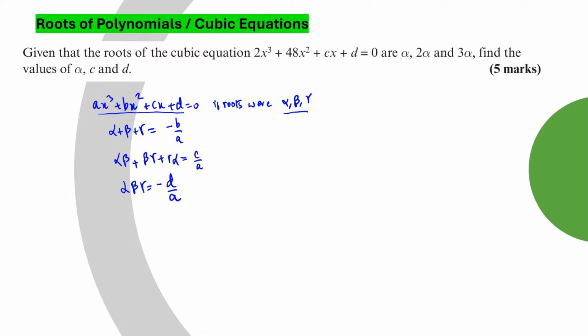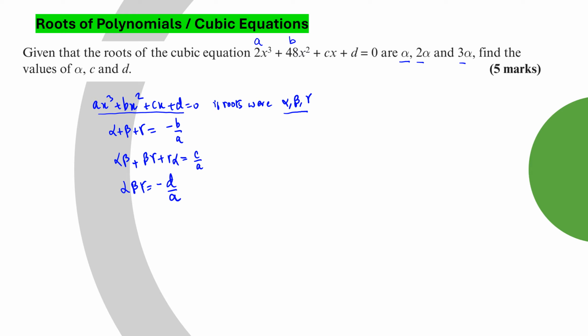So in this case you have ax cubed, so a is 2 and b is 48, c is c and d is d, and the roots are alpha, 2 alpha, and 3 alpha, so we don't need to worry, less variables to work out.